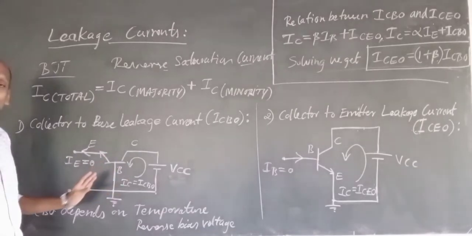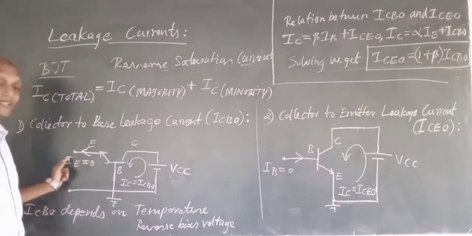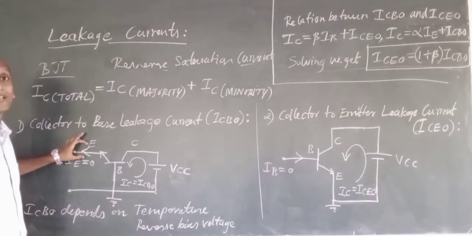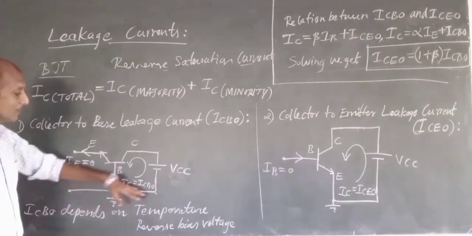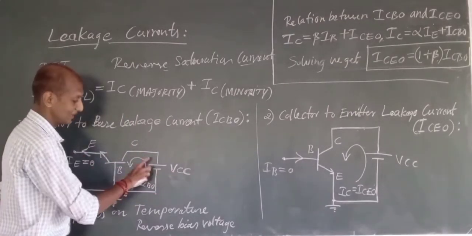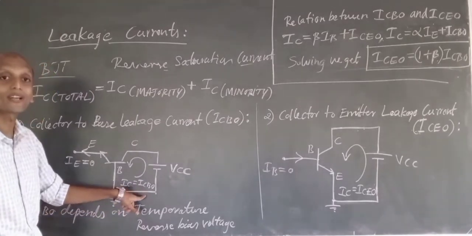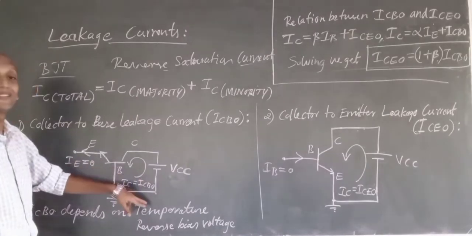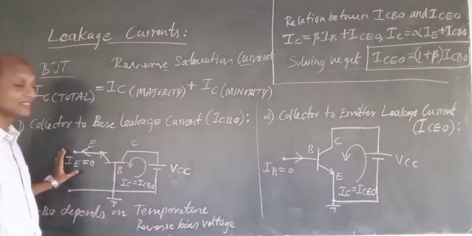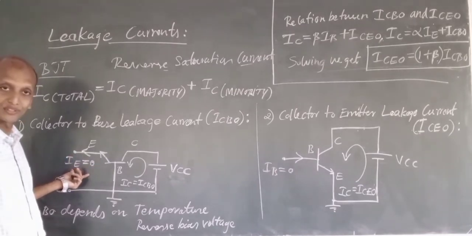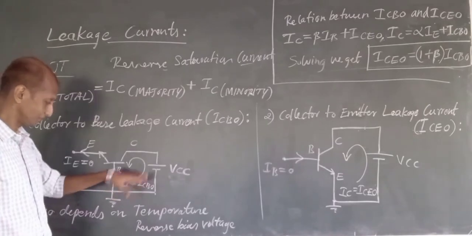ICBO is the collector current which flows through the device when the emitter terminal is open. When we open the emitter terminal and provide a certain voltage VCC across collector to base, the collector current which flows in this circuit, IC, will be equal to ICBO. It is the collector to base leakage current. When the emitter terminal is open, IE will be equal to 0, isn't it? So now a small current flows through the device, and this current is called what?